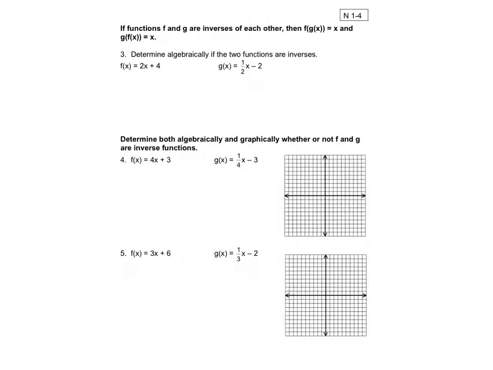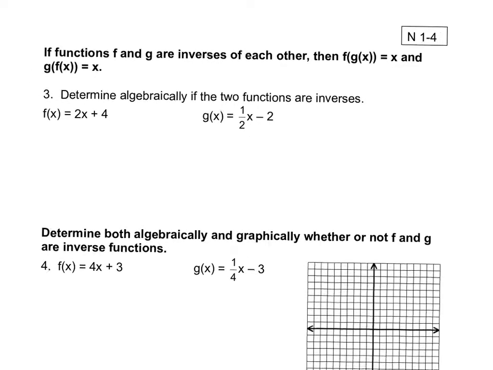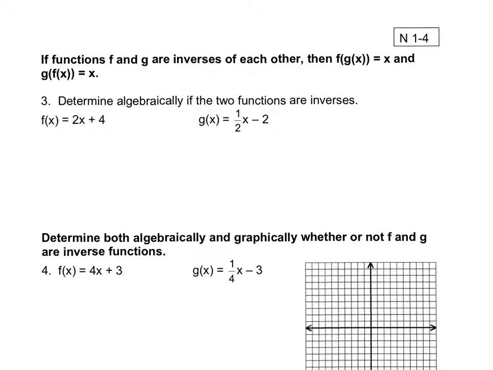Now let's look at the back. Now we're going to talk about it algebraically. So it says if functions f and g are inverses of each other, then f of g of x, remember we've been talking about that, that's a composite function, so f composed with g, needs to equal x, and then g of f of x needs to equal x. So if those are both equaling x, we know that those are inverses of each other. So on example 3, that's what we're going to do, determine algebraically if they're inverses.